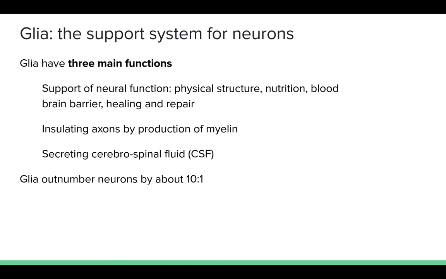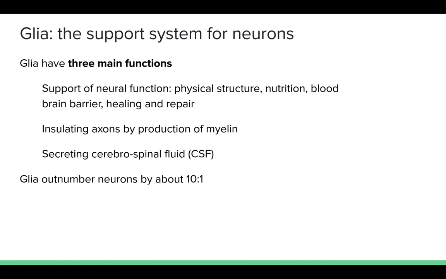The word glia actually comes from the Latin word for glue, and one of the very first and most important functions of glia is providing physical structure to the brain, just holding everything together, holding the neurons in place. In addition to that, glia help provide nutrition and oxygen to neurons. They help form what's called the blood-brain barrier, which I'll talk about in a few moments. And they also have some functions for healing and repair of neurons when the brain is damaged. That's the main primary function of glia.